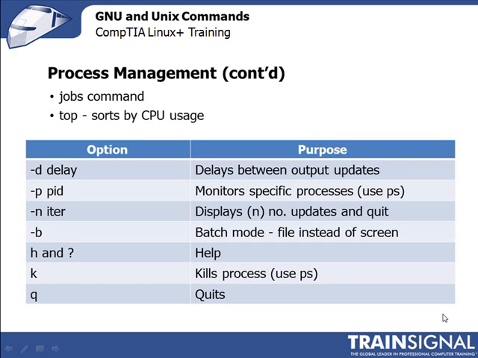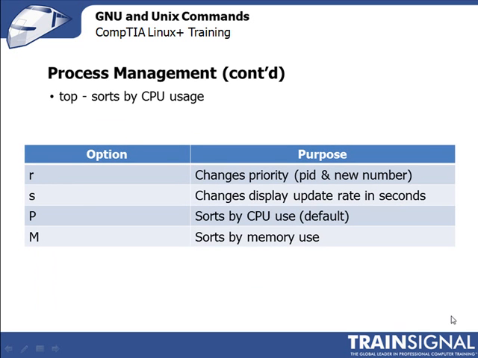h and question mark access help. k says to kill the process, and q quits. Continuing our review of top options, r changes the priority, and that's based on the process ID and the new number. s changes the display update rate in seconds. Capital P sorts by CPU use, and this is the default option. Capital M says to sort by memory use.